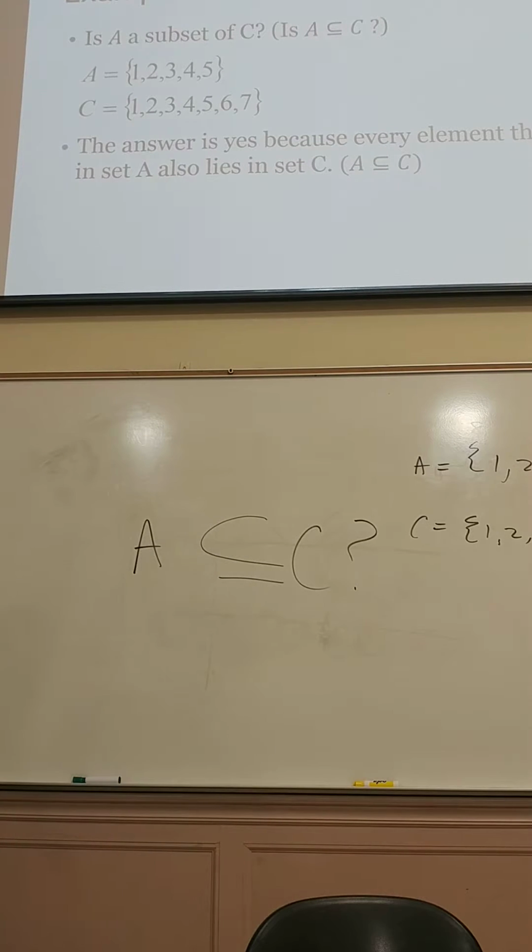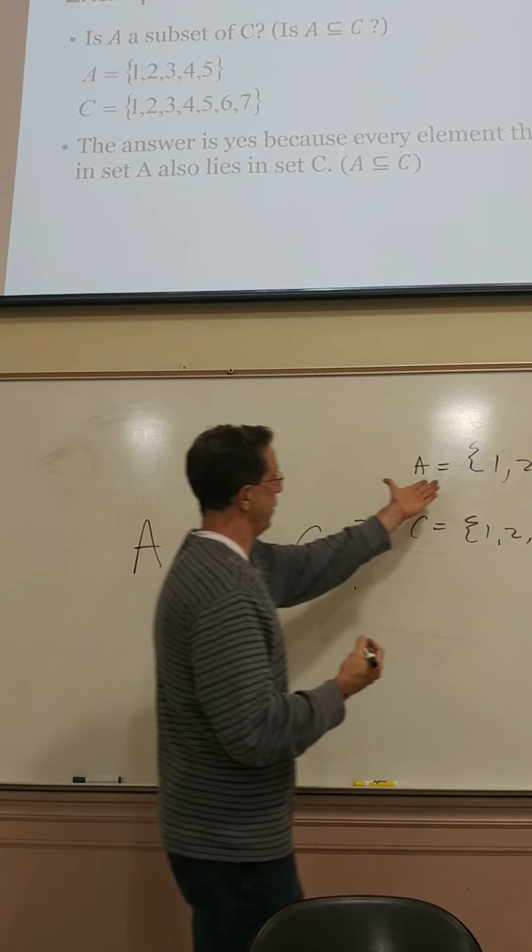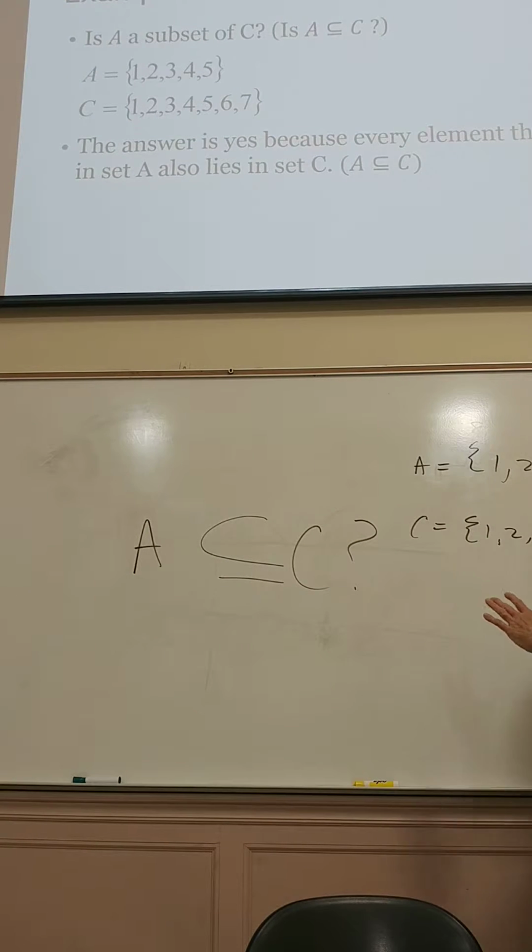And what we can do is what they kind of refer to as chasing elements. So if we look at all the elements of A, let's see if they're contained in C. If we go through it, 1's in C, 2's in C, 3 is in C, 4 is in C, and 5 is in C. So therefore, every element in A is contained in C, so we can refer to A as being a subset of C.